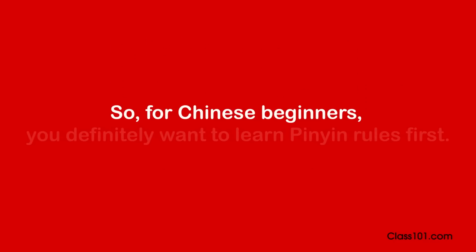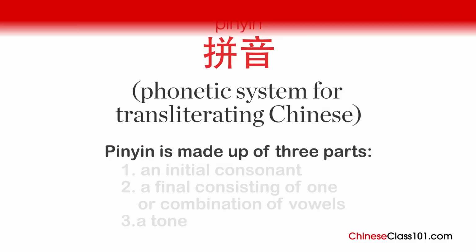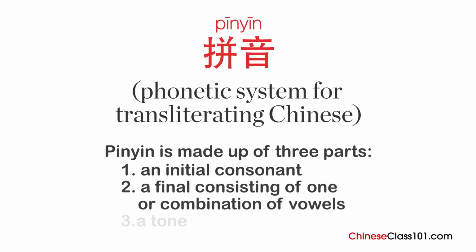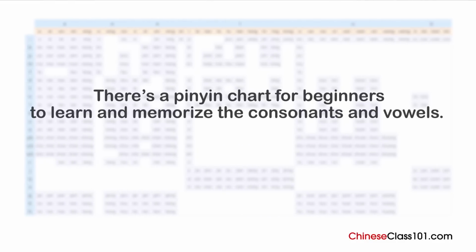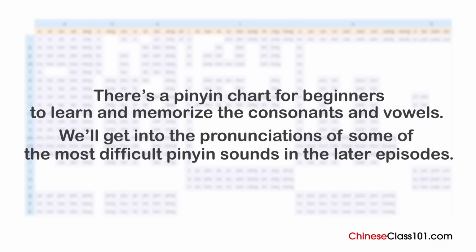So for Chinese beginners, you definitely want to learn pinyin rule first. Pinyin is usually made of 3 parts: an initial consonant, a final consisting of one or a combination of vowels, and a tone. There's a pinyin chart for beginners to learn and memorize the consonants and vowels. We'll get into the pronunciations of some of the most difficult pinyin sounds in the later episodes.